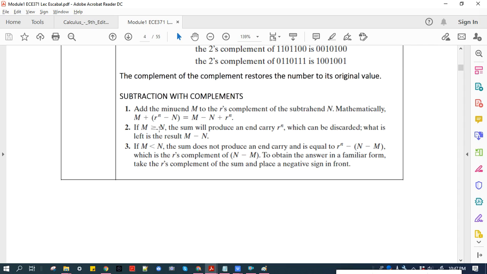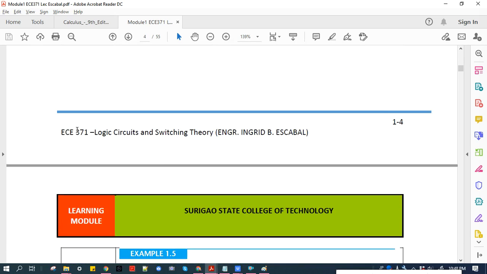Then if M is greater than N, the sum will produce an end carry. I don't like this too long explanation. Let's just see the example.